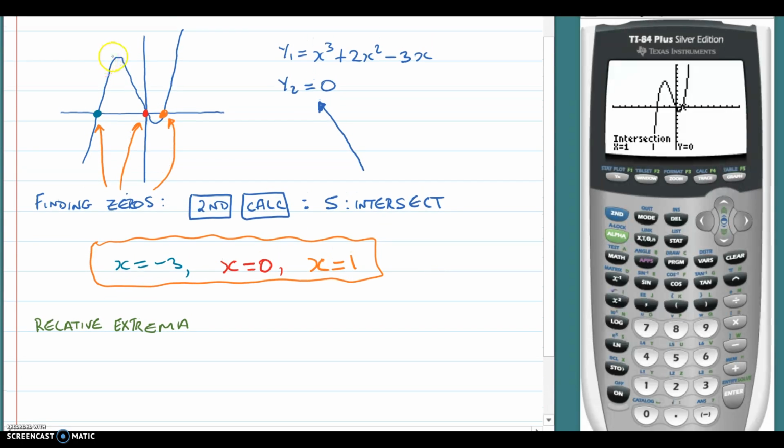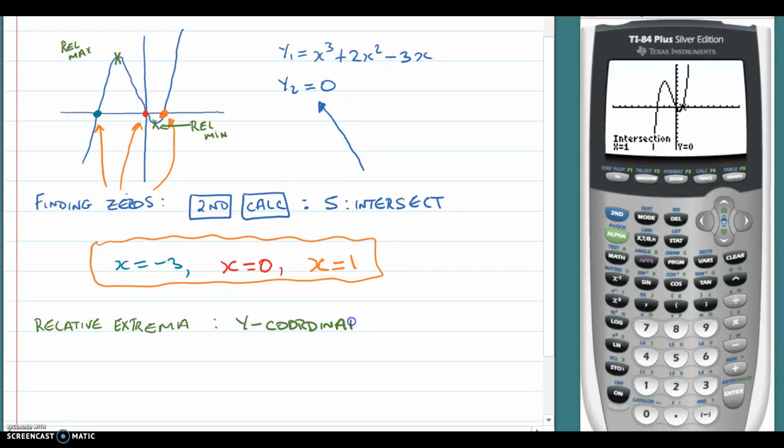Again, if we look at the graph, there's a relative max, and there's a relative min. Now the difference here is that for maxima and minima, in the extrema, we're looking for the y coordinates. Okay, so what we want for the extrema are going to be the y coordinates.